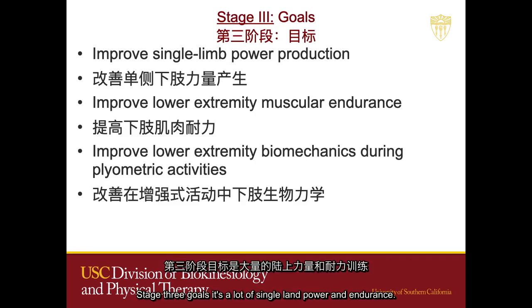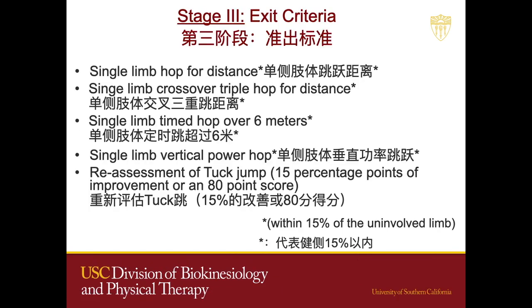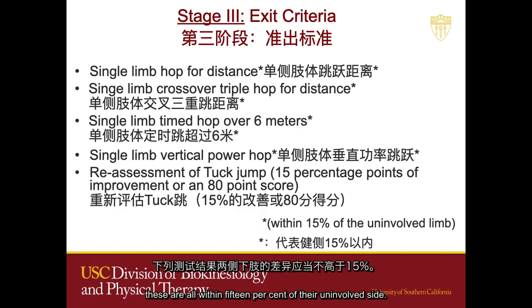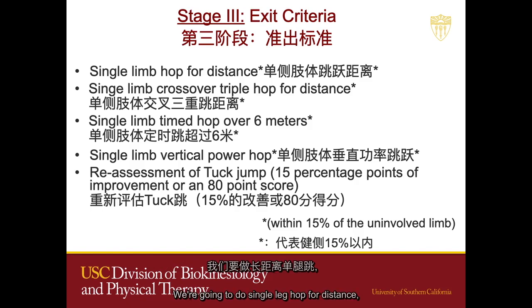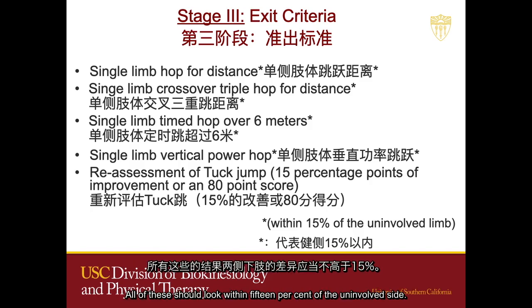Stage 3 goals, it's a lot of single limb power and endurance. We're going to start doing a lot more plyometric activities, and they should be able to demonstrate equal tolerance on both legs. So for exit criteria out of stage 3, these are all within 15% of their uninvolved side. We're going to do single leg hop for distance, single leg crossover triple hop, single leg timed hop over 60 meters, and then a vertical power hop, and then a tuck jump. All of these should look within 15% of the uninvolved side.